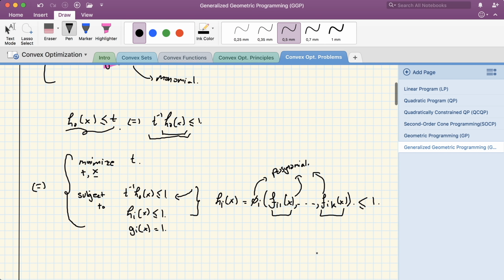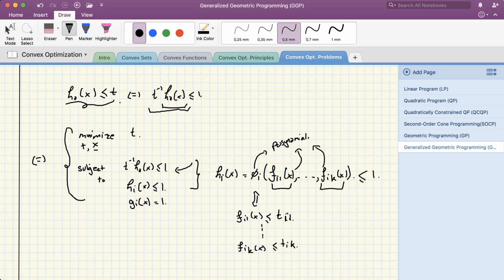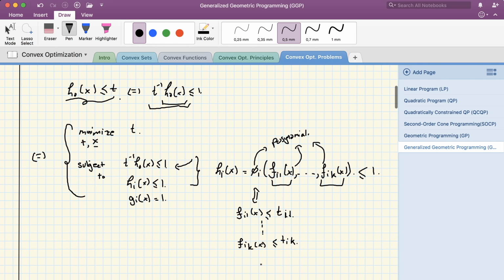Well, yes. This is the equivalent of saying each one of my f_i's, which is a polynomial, is less than a t_i. So f_i1(x) down to f_ik(x) is less than t_ik, right? And since the t_i's are upper bounds of the f_i's, I could just go ahead and say phi_i(t_i1, ..., t_ik) is less than 1. Now all those constraints, all those k plus 1 constraints, are simply polynomials, right?